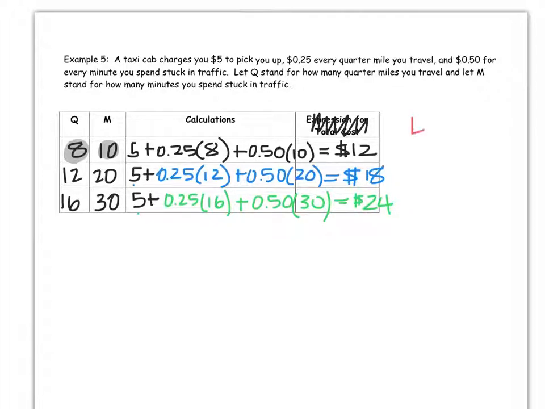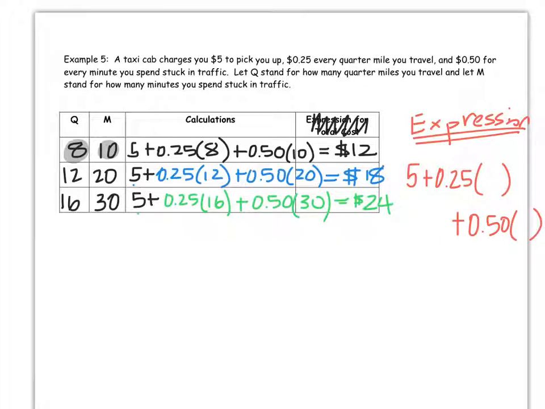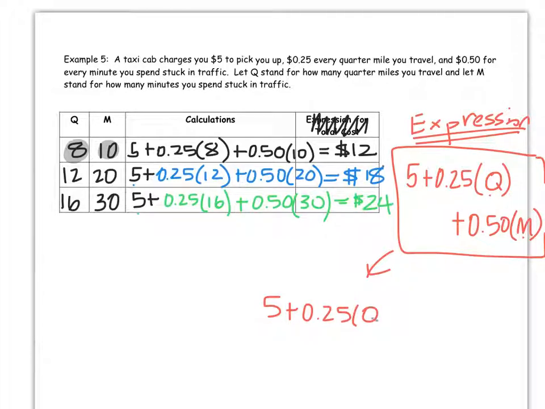But now I'm going to write an expression. I crossed off where it says expression because I ran out of room. You might need to do that too. I'm going to write an expression right here. And the expression is everything that didn't change. So my expression is going to be 5 plus 0.25, and I'm going to put a parenthesis. And then I have to go to the next line, plus 0.50 and a parenthesis. And what goes in the parenthesis here is the part that we did change. The number that went in the first parenthesis was our Q, and the number that went in the second parenthesis was our M. And this is our expression. I'm going to write it right here just so it's all on one line: 5 plus 0.25Q plus 0.50M.